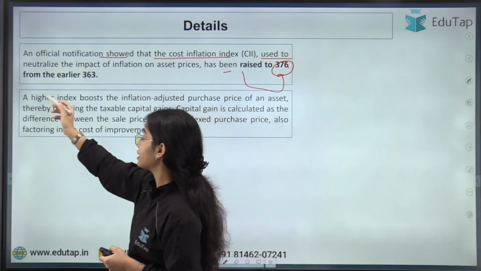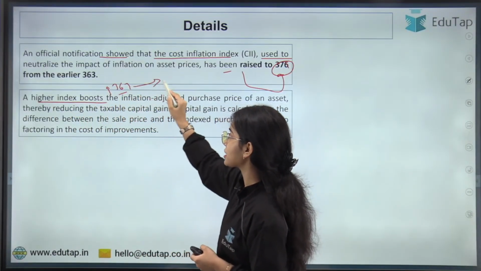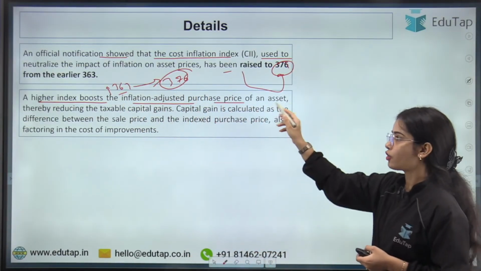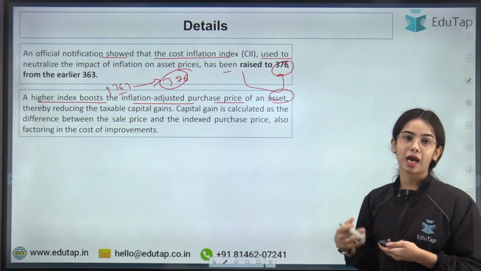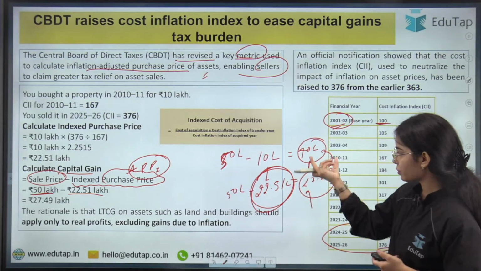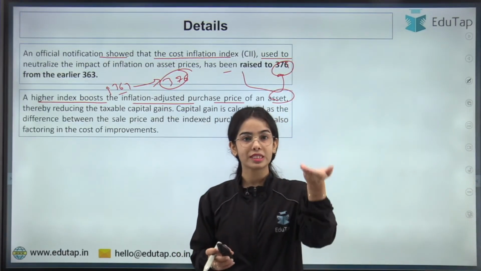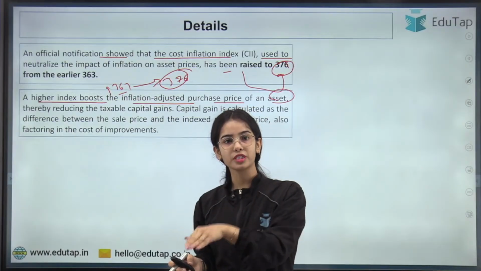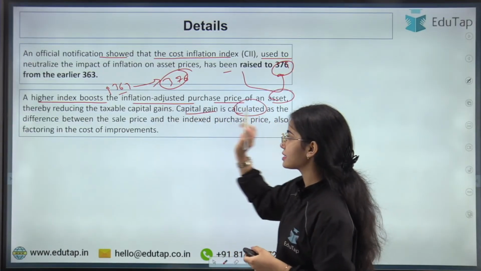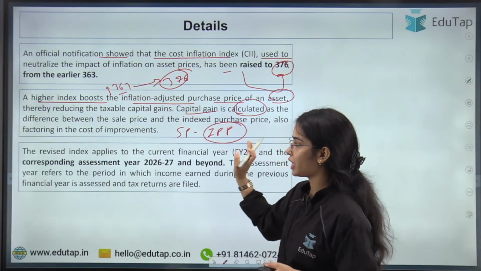Now coming to the next point, that is the higher index boost. The index has been increased from 363 to 376. The higher index boosts the inflation-adjusted purchase price of an asset, thereby reducing the taxable capital gains. With inflation, this purchase price value will be boosted, due to which there will be less profit, so there will be less tax to be paid. Capital gain is calculated as the difference between the sale price and the indexed purchase price, or the adjusted purchase price. This is the idea.